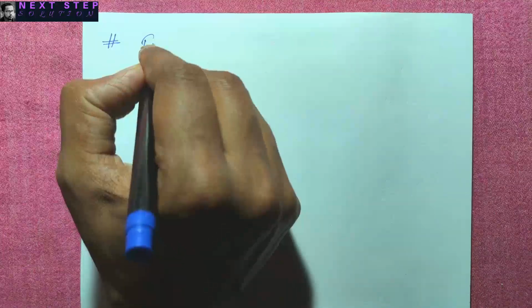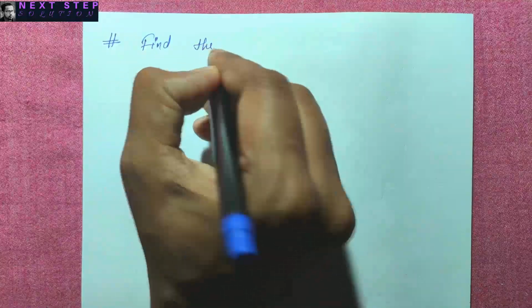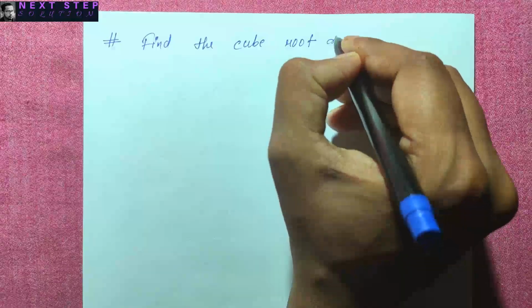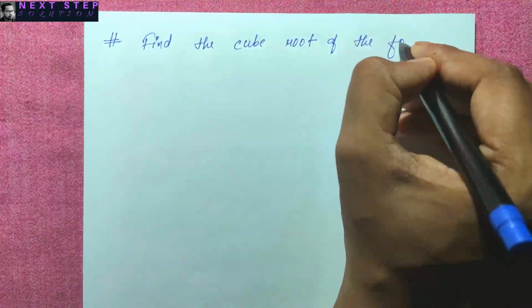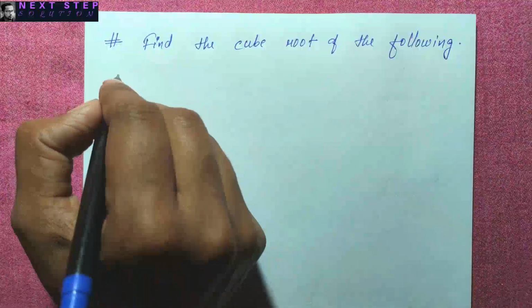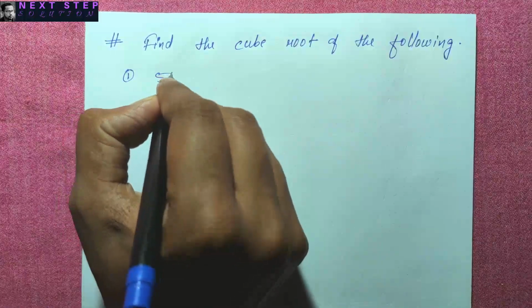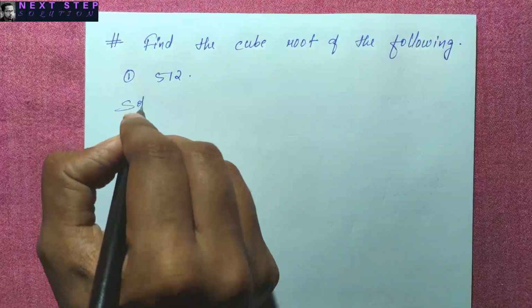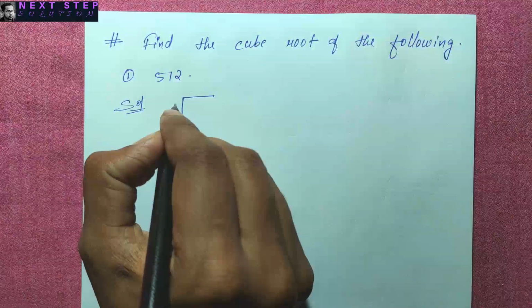Find the cube root of the following. How to find the cube root of any number? Suppose the number is 512. This is a perfect cube. We need to find out the cube root of this number. So cube root is written in this form.